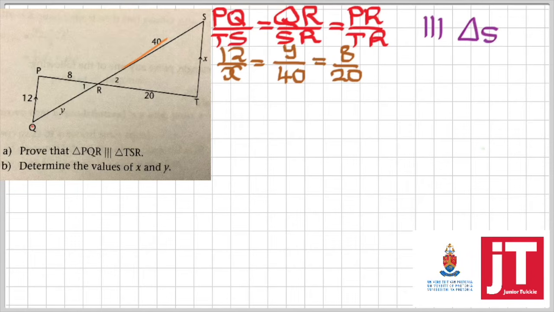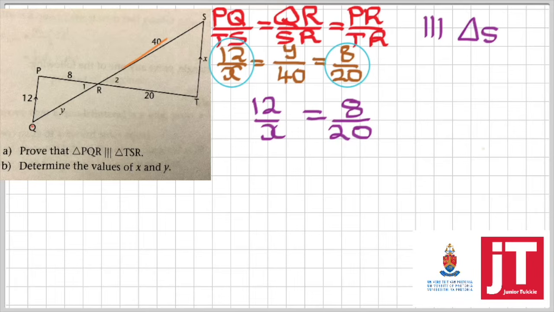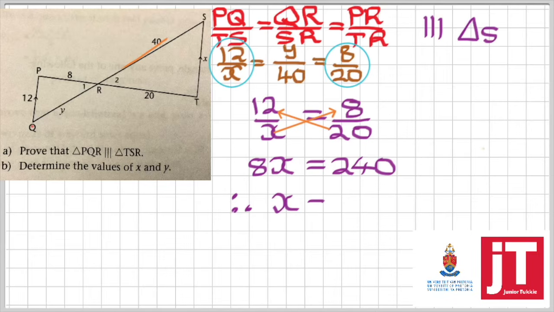I'm going to start by working out x. To work out x, I'm going to use the ratio 12 over x and 8 over 20. And that leads to the following equation, which comes in the form of a fraction, which is 12 over x is equal to 8 over 20. If I cross multiply, I'm going to get 8x is equal to 240. Dividing by 8, we're going to get our x value to be equal to 30. So the length of x, ST, is 30.